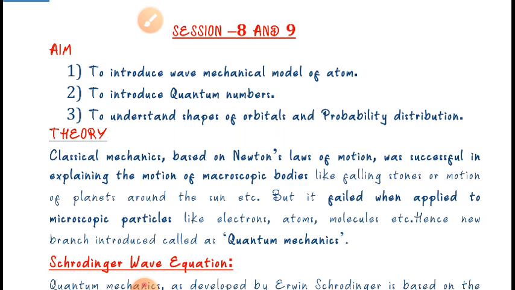In the last lecture, we learned about the Heisenberg uncertainty principle. Now we will learn the Schrödinger wave equation. Before learning the Schrödinger wave equation, we will see some of the terms which will help us to understand this equation more effectively.